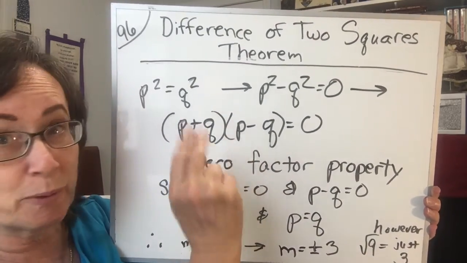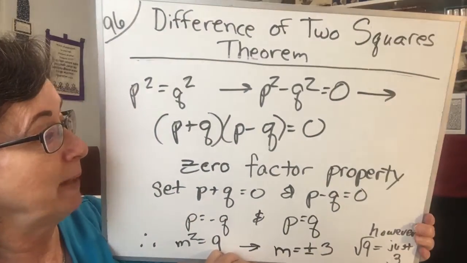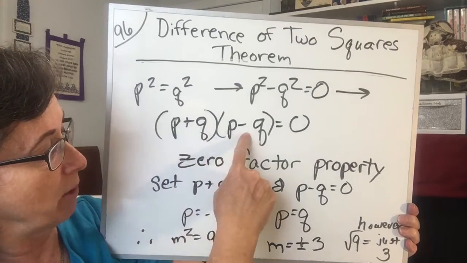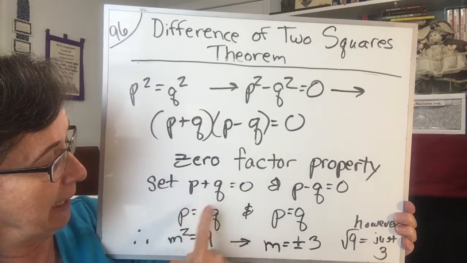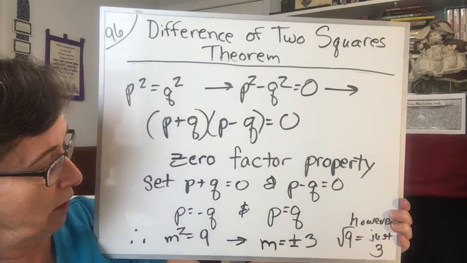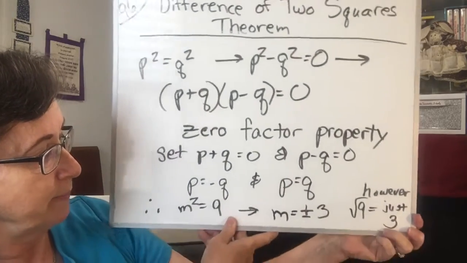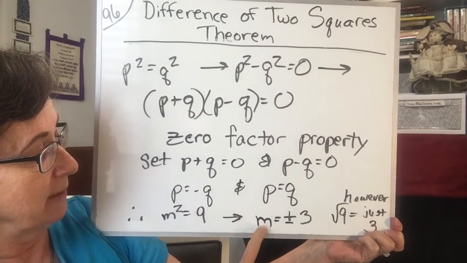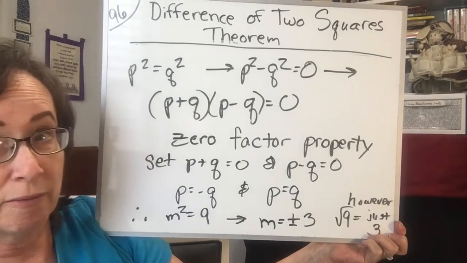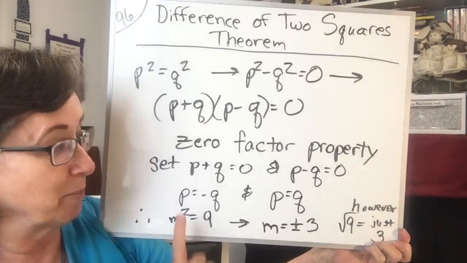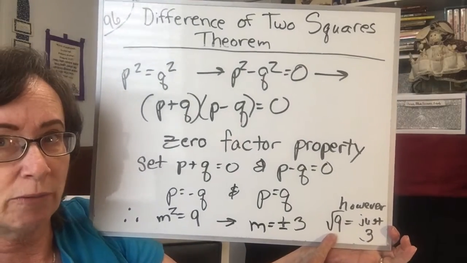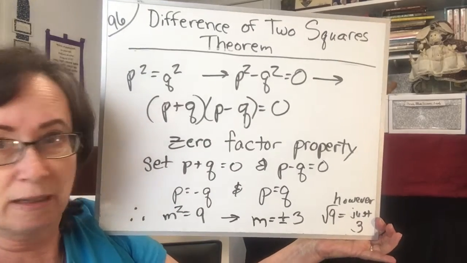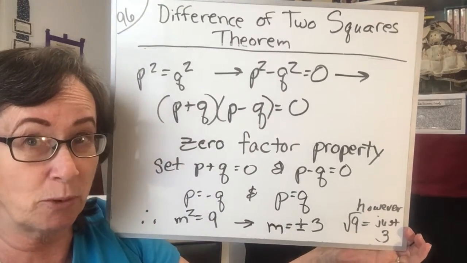Since the product is set equal to 0, that means that we use the 0 factor property, which we set this one equal to 0 and that one equal to 0. And we get p is equal to negative q and p is equal to q. Therefore, we have m squared is 9 is going to yield m is plus or minus 3. We're going to get 2 of them when we see it in this form. However, if we see just square root of 9 with a radical, then we would use just the 3, not the plus and minus 3. That's very important to remember.